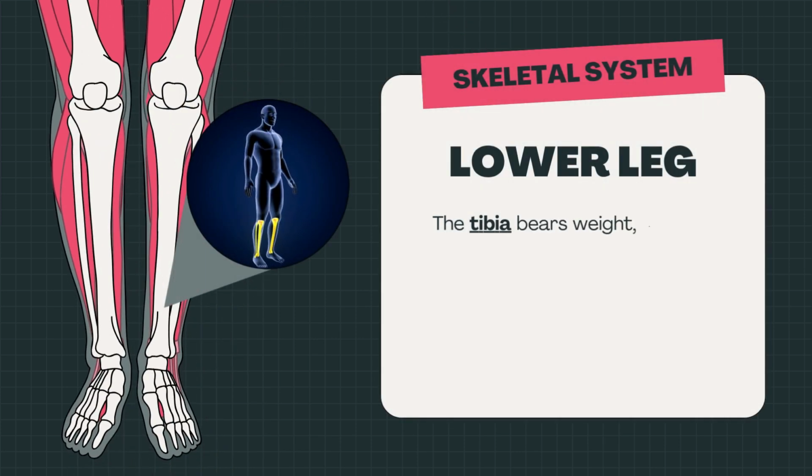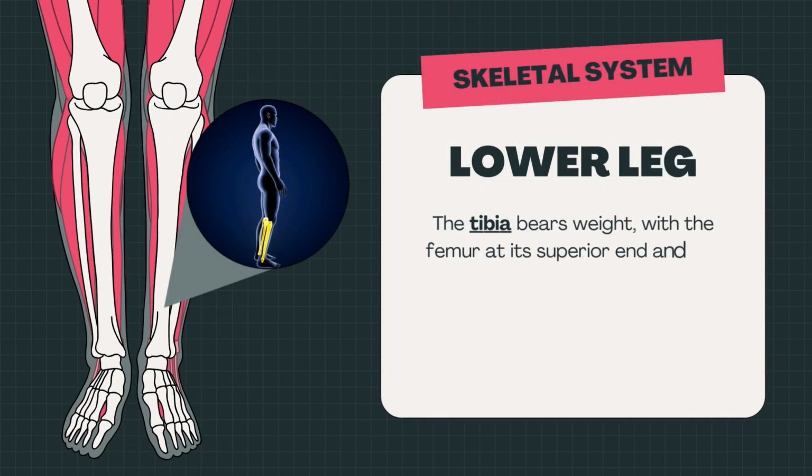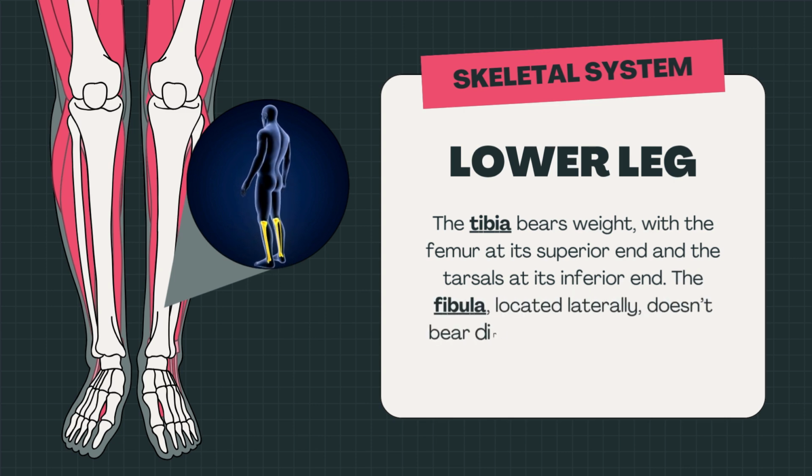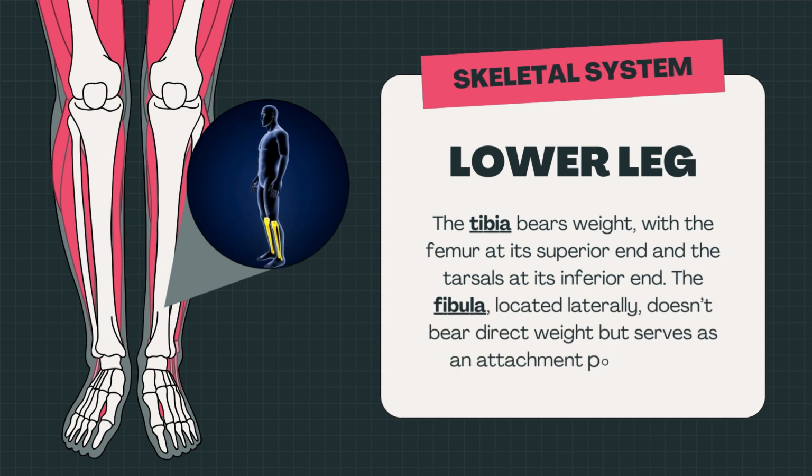The lower leg consists of the tibia, which bears weight, with the femur at its superior end and the tarsals at its inferior end. The fibula, located laterally, doesn't bear direct weight but serves as an attachment point for leg muscles.